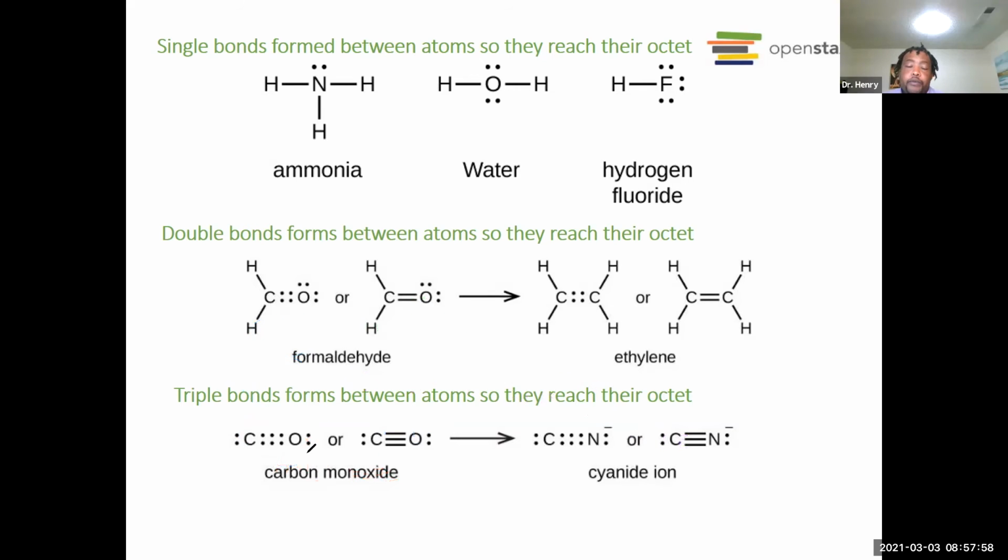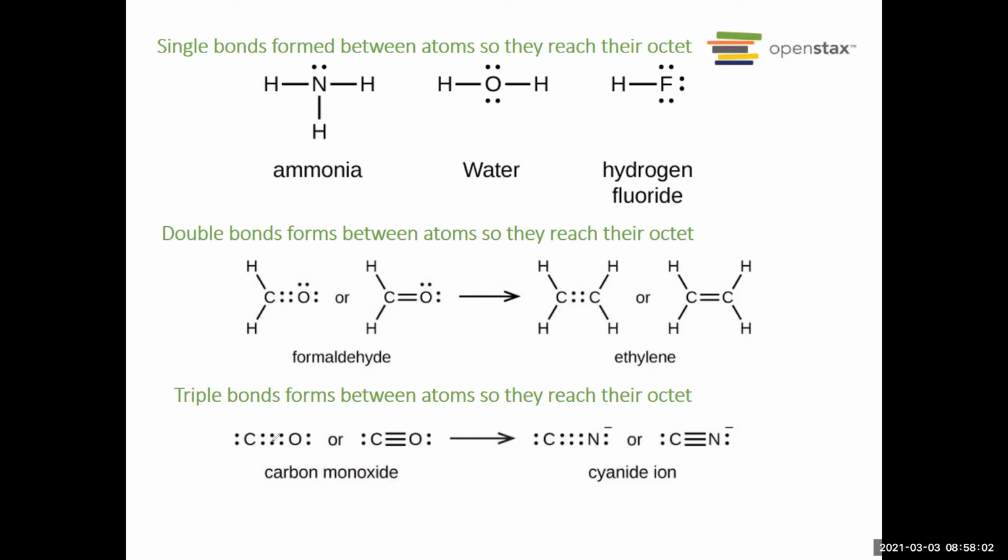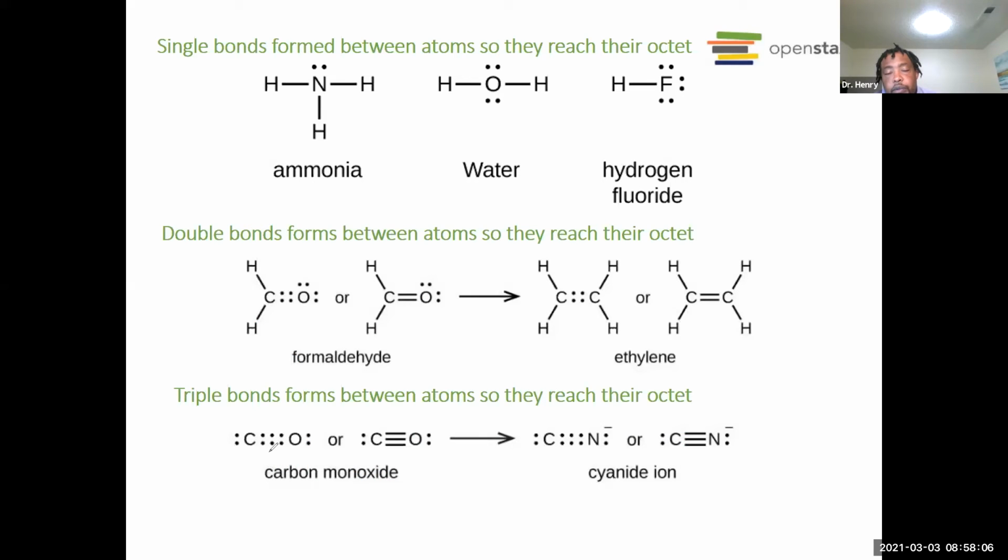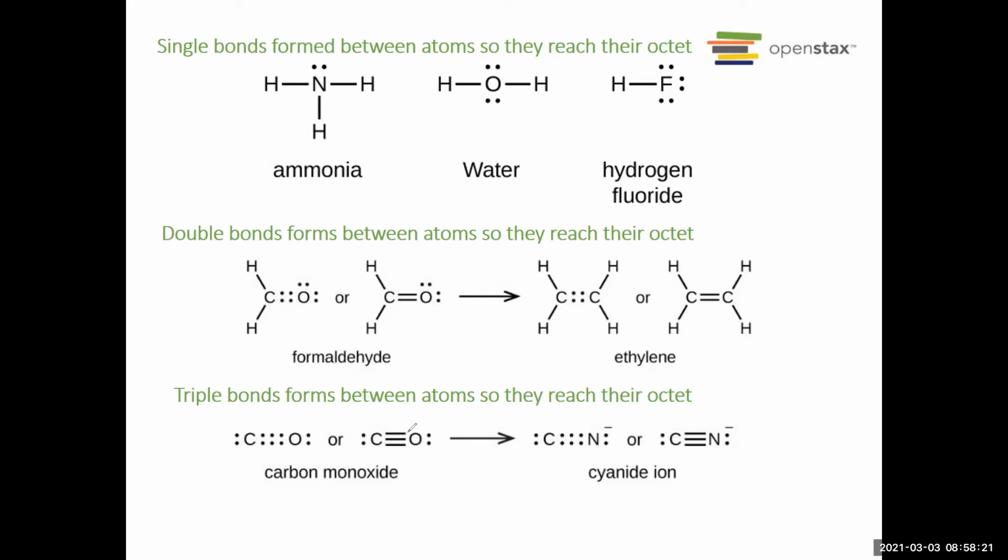Okay. And then sometimes we're going to have to form triple bonds, where we're sharing 6 total electrons. So in the case of carbon monoxide, a triple bond. For everybody to reach its octet, 2, 4, 6, 8 around the carbon, and then 2, 4, 6, 8 around the oxygen. So we form what we call a triple bond with lone pairs on each of the sides.